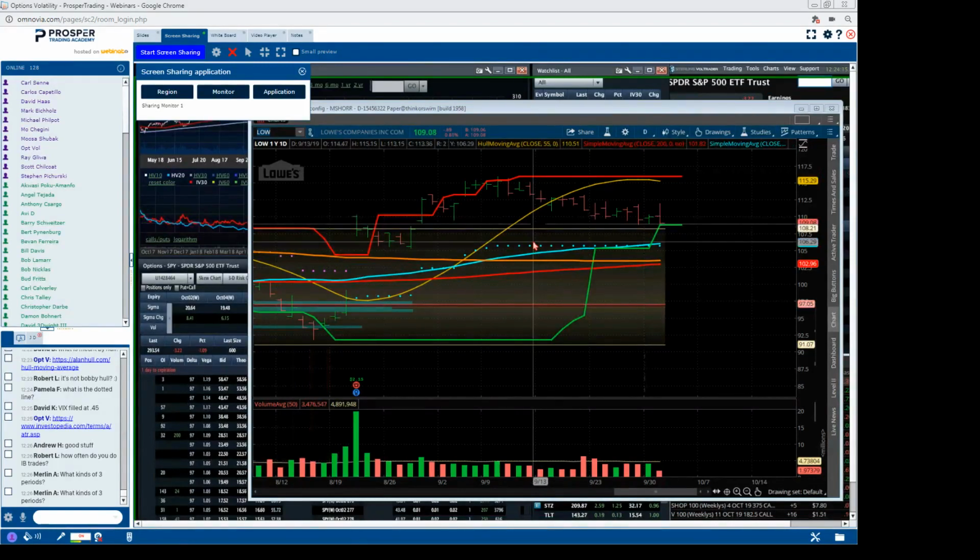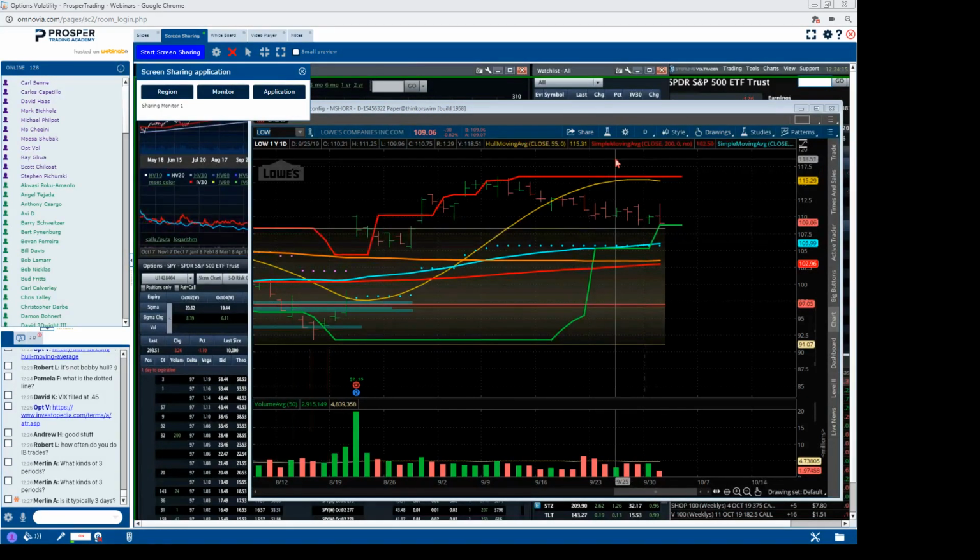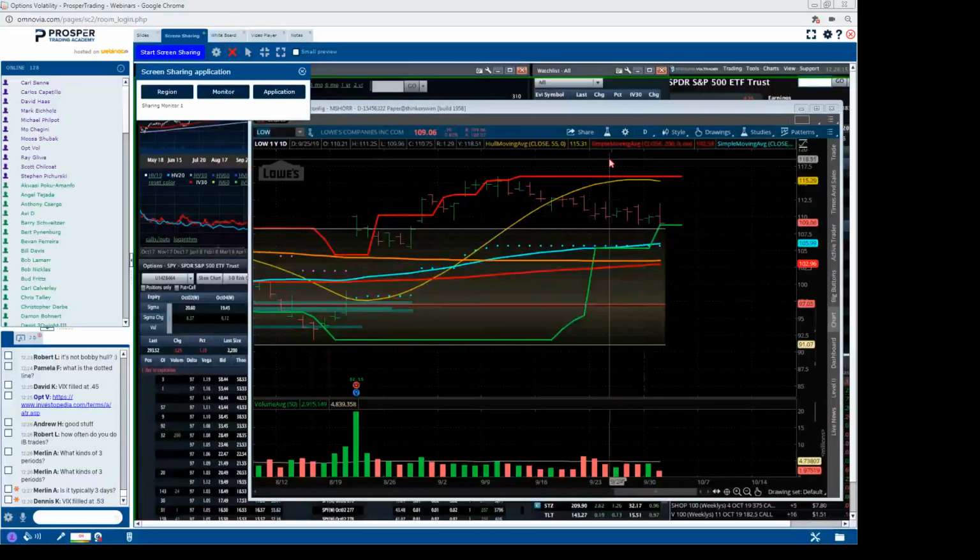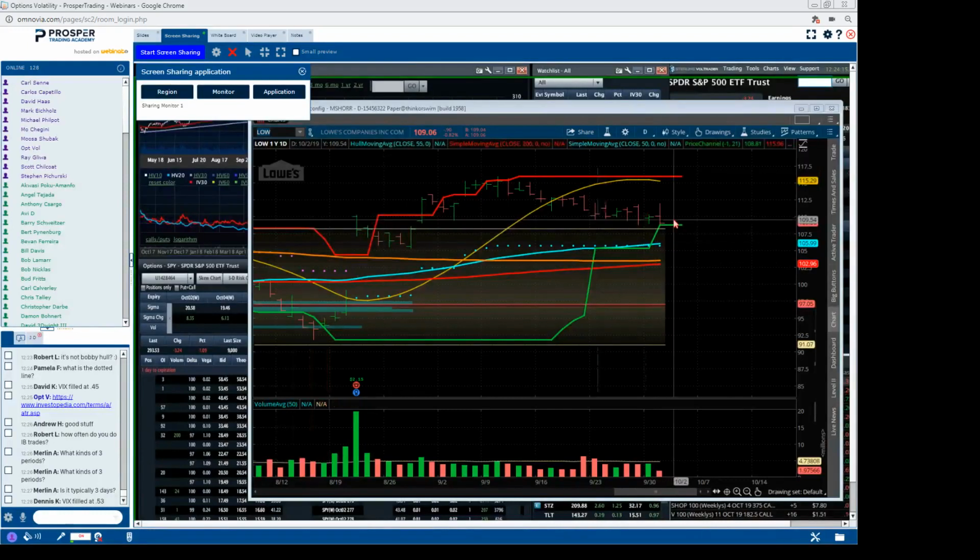And then what kinds of 3 periods? I don't understand, Merlin. What kinds of 3 periods? Oh, is it typically 3? Oh, no, it's always 3 days. For example, here's your IB. You actually have 2 days after this IB sets up to act on it. Usually it's strongest if it happens the next day, but the day after that, it's still valid. If it happens a week later, it's no good.